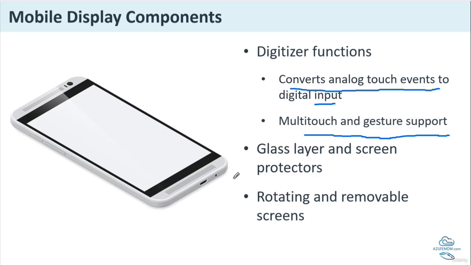Everyone uses them, and you must have observed that if you click on the screen on a particular application, it opens up a new page or a new window. The screen also has a glass layer and screen protectors. It also rotates and the screen can also be removed. So in case the screen gets damaged, it can be replaced also.